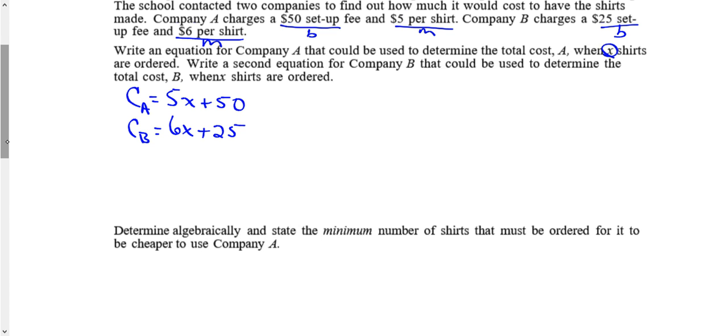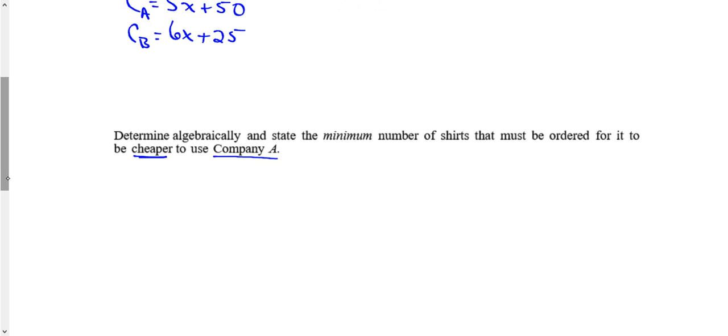It's more expensive. Or, no. If company A is going to be cheaper, then what does that say about company A versus company B? The cost of each. The cost of company A must be less than the cost of company B. So may I write that down? Yes. So if it's going to be cheaper to use company A, hold on, the cost of company A needs to be less than the cost of company B.